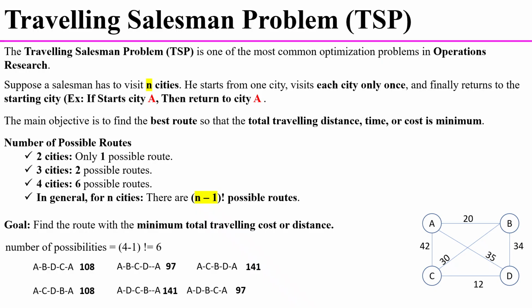Then distances are 108, 97, 141. Similarly 108, 141 and 97. So among all the routes, we have to select the minimum distance. So we select the optimal route, which is ABCDA or ADBCA. So this is the traveling salesman problem.